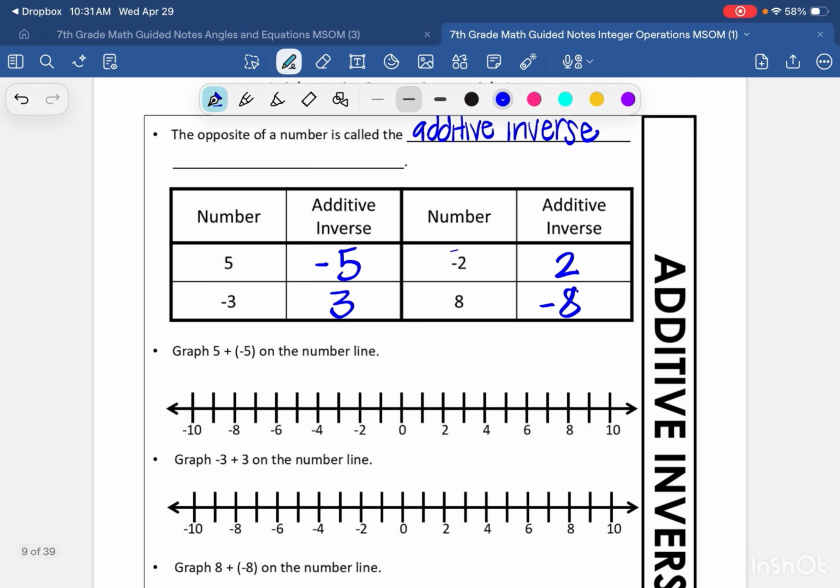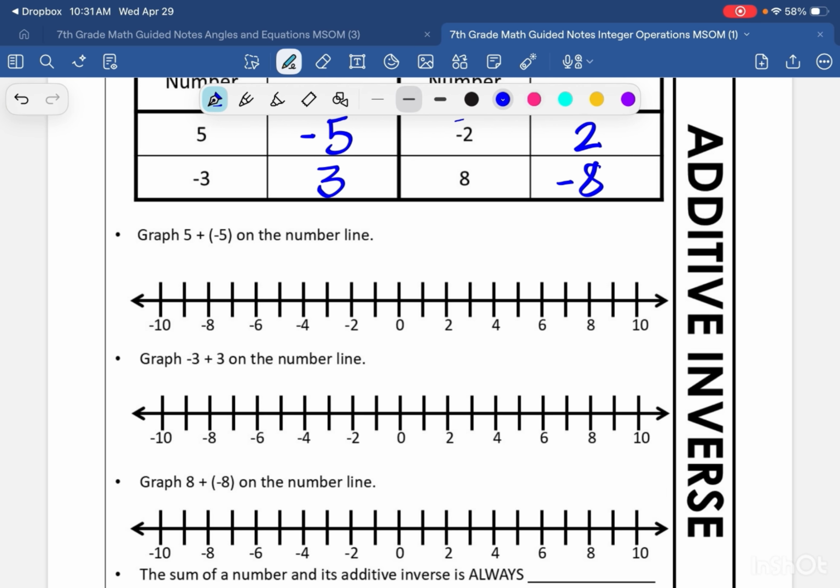Now we're going to graph more on the number line. It asks us to graph 5 plus -5 on the number line. We have 5, and we are joining that with a -5. Now notice that 5 and -5 are additive inverses, and that will give me 0. Next one, graph -3 plus 3 on the number line. Again, -3 and 3 are additive inverses. So we go to -3, and we're adding 3, and I end up at 0.